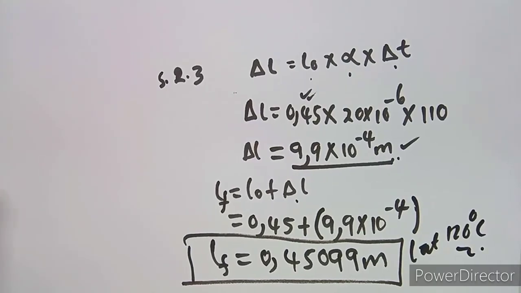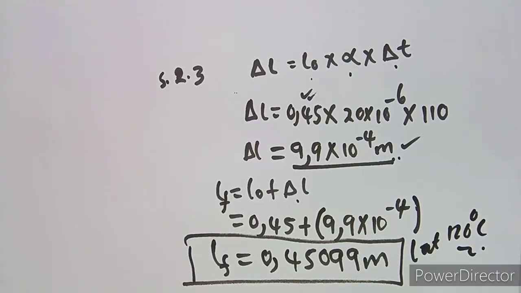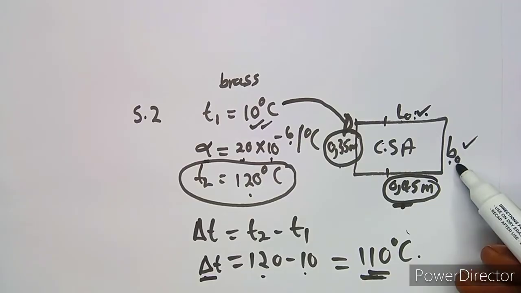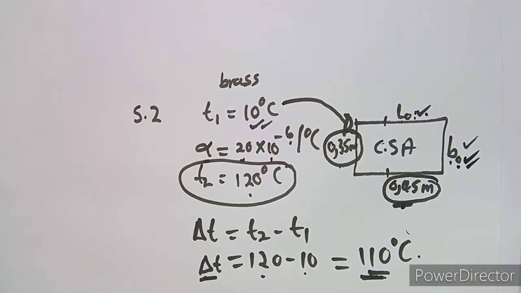But this is not only about the length. The question is about dimensions. So when we're talking about dimensions, we're talking about length and width. It means we're going to do the same thing for the breadth of the rectangle, because as we saw from our diagram, there are two things here: the length and the breadth. These are the dimensions that we are talking about. So the breadth is going to have its final dimension, and we are going to do just what we did for length.